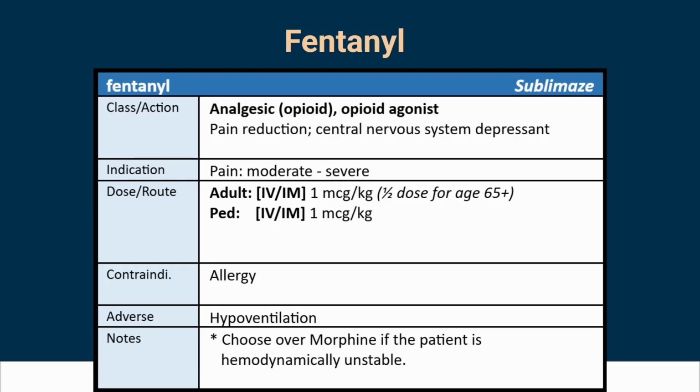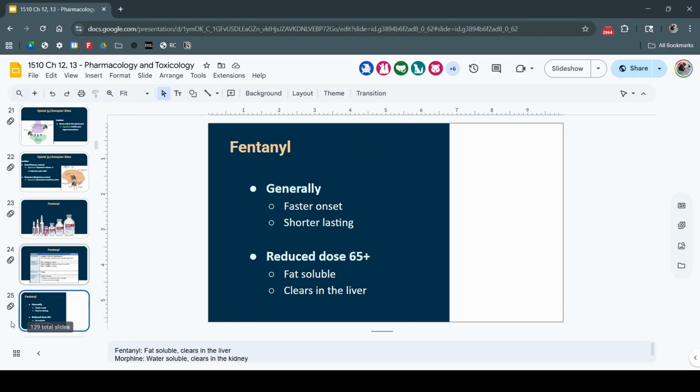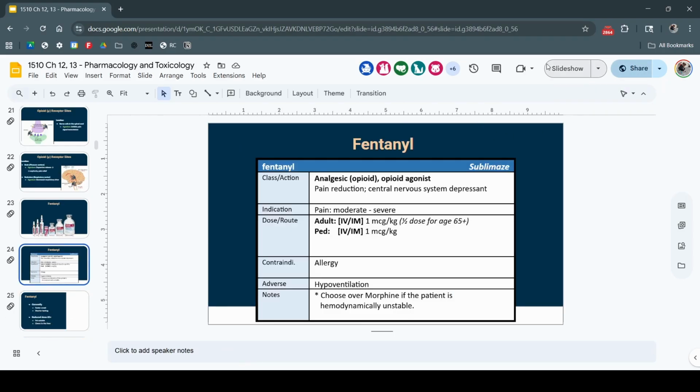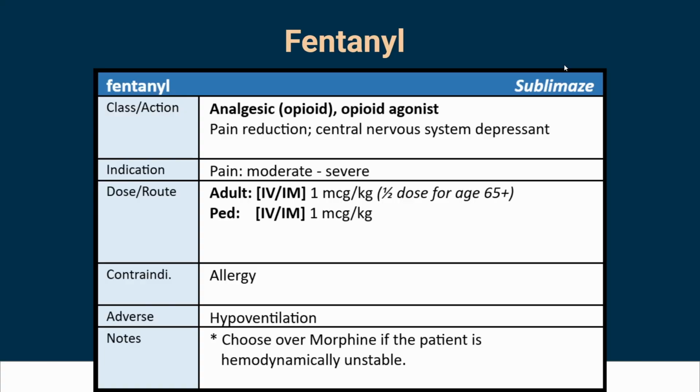Owie. So, analgesic, essentially, opioid agonist. Yes, we're reducing pain, much like the other things we mentioned, but this one works on our central nervous system specifically. We give it 1 microgram per kilogram. We give it half dosing for over 65. Why is that? Something about the liver, which honestly is good enough. Actually, I don't even care that you know that. I just think it's cool. It clears in the liver. Put pretty simply, fentanyl is fat soluble.